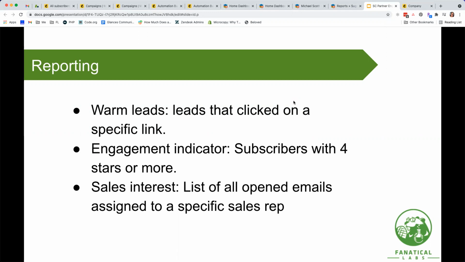Customers can find reporting on subscribers who clicked on a specific link, and they might use these as warm leads to reach out to them personally. Or they might pull a report of all the subscribers who have 4 stars or more to determine customer or account engagement. And then another common report is to pull a list of everybody who opened emails that are assigned to a specific sales rep to determine those sales interests. Because this data is being synced to the CRM, we also have some customers who are using this data in Sugar BPM workflows, but that's not something we'll cover here today.